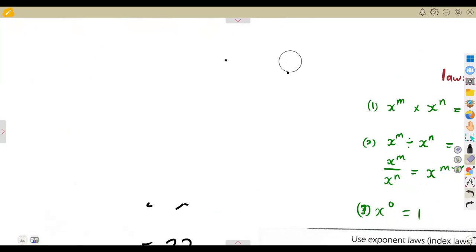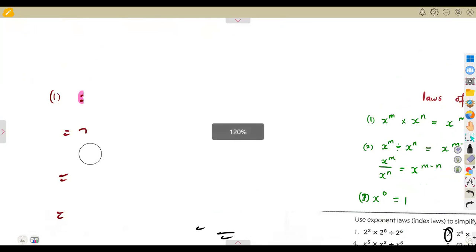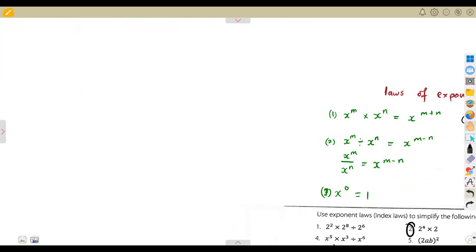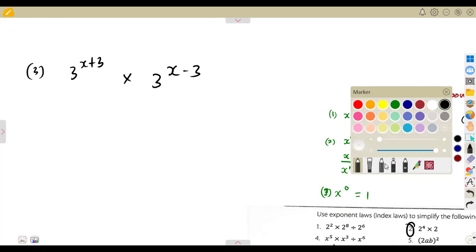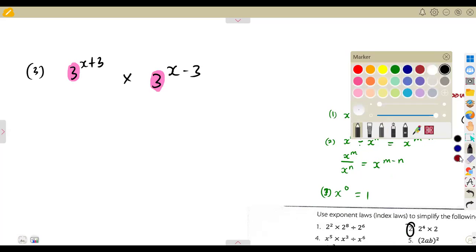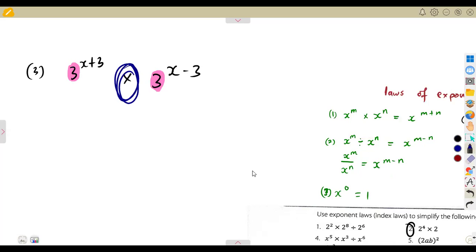Sorry for that, guys. So if we are to consider what we are given on number 3, we are going to simply use the first law, this one. All right, on number 3, we are given to simplify 3 to the exponent of x plus 3 multiplied to 3 to the exponent of x minus 3. This is what we are given, and we are asked to simplify using the laws of exponents. So considering the same situation that we had, we have got the base of 3, the base of 3, which are the same. And what is happening? You are multiplying these bases, which are the same. There is a multiplication. So what are we going to do? We are going to add the exponent.